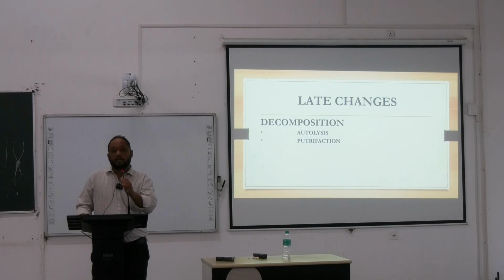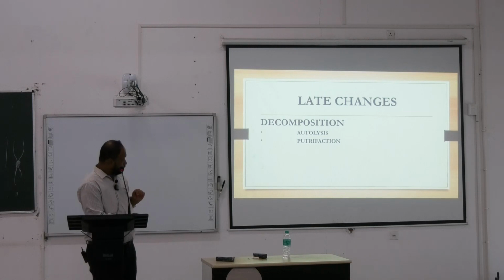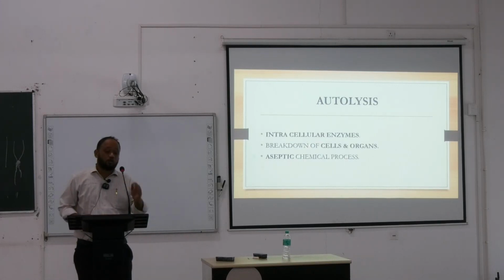Late sign. The late sign of postmortem changes, that is after death, is decomposition. It has 2 processes, autolysis and putrefaction. These processes go parallelly. One doesn't end before the other starts. After death, both of them start, some a little earlier, some a little later. Okay? Now, there is something called taphonomy, which is the study of decaying organisms. And forensic taphonomy is the study of the forensic process of decay. Now, what is autolysis?